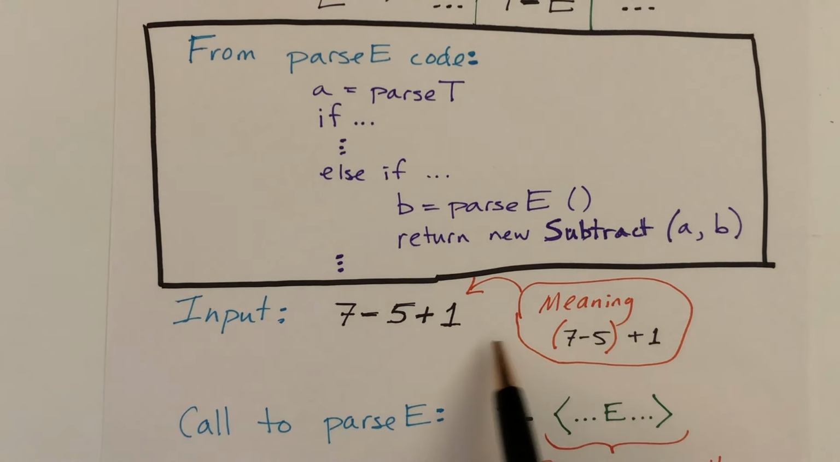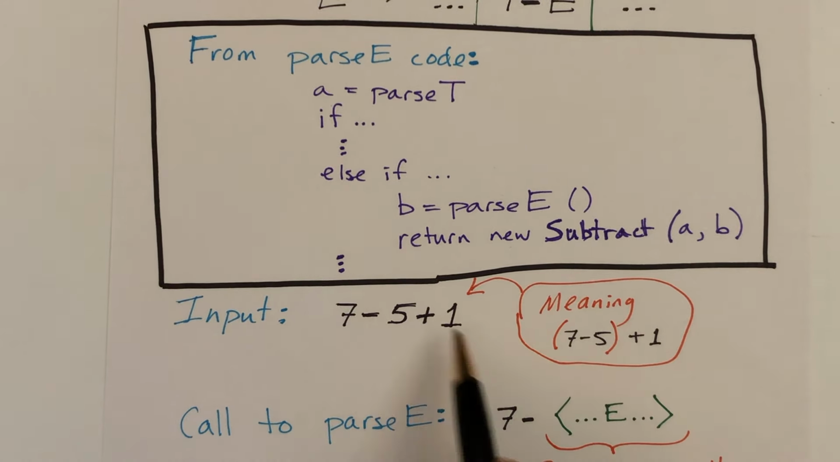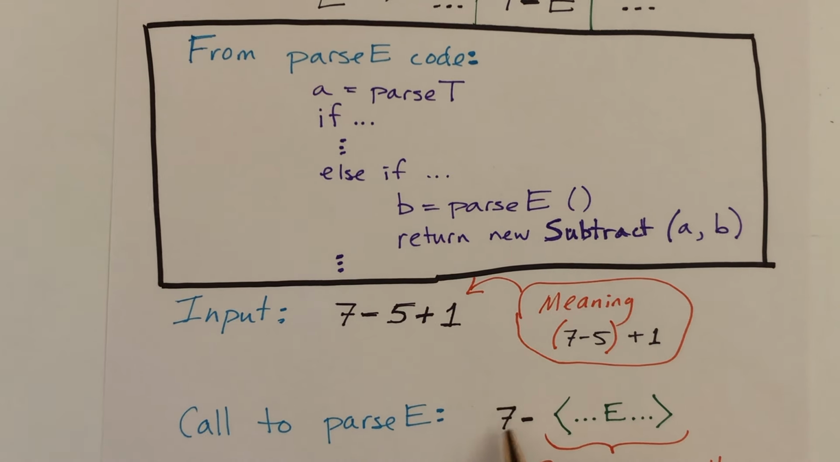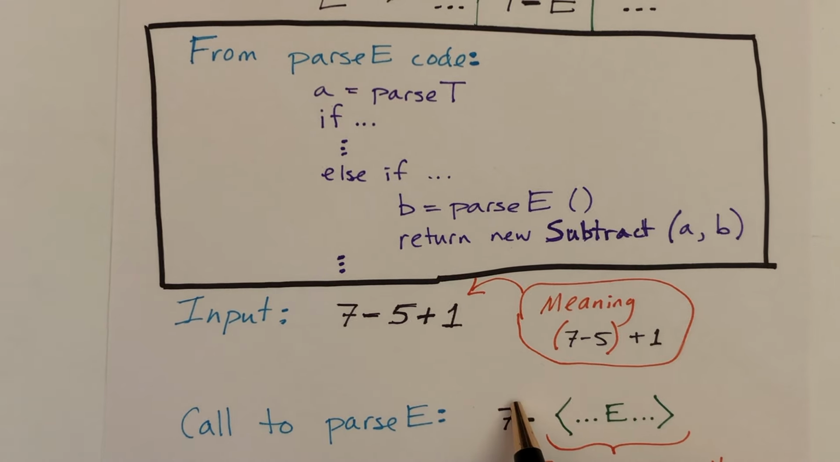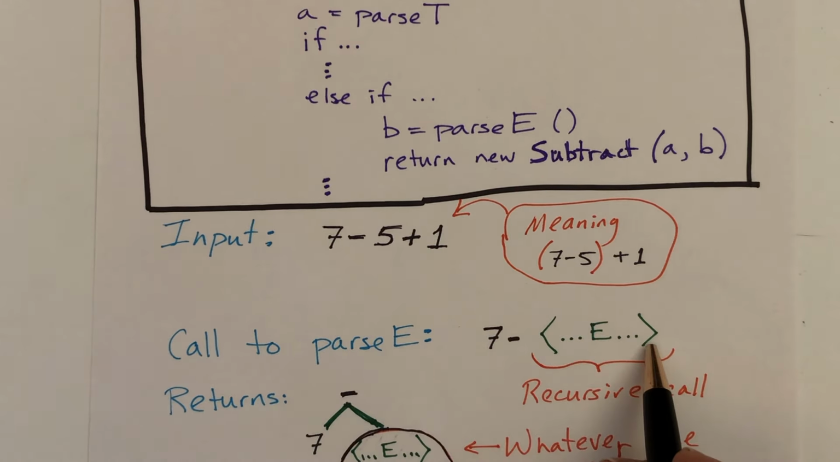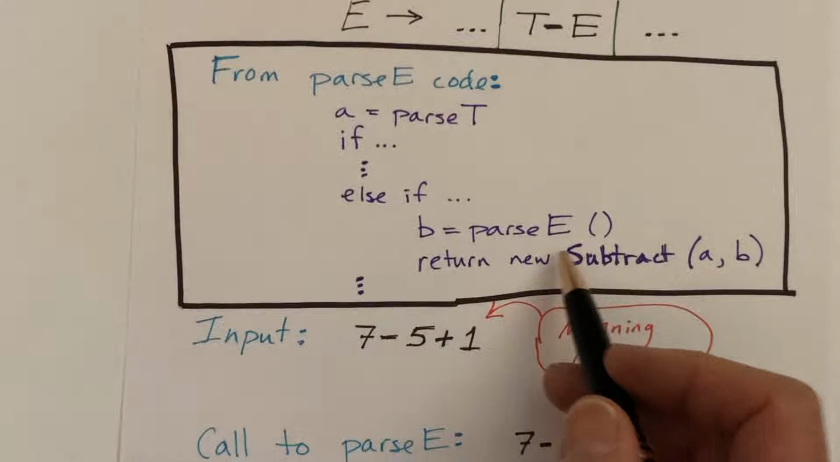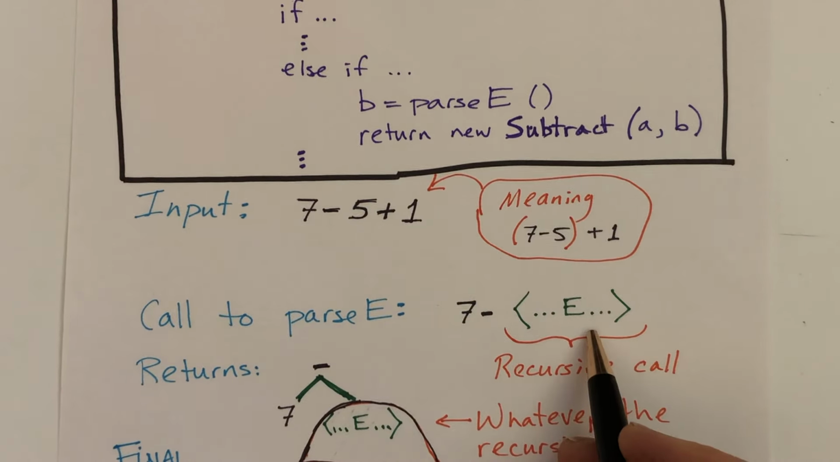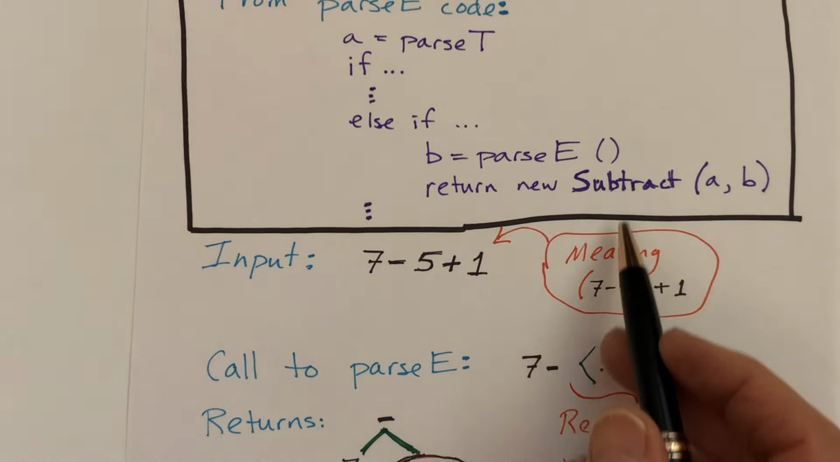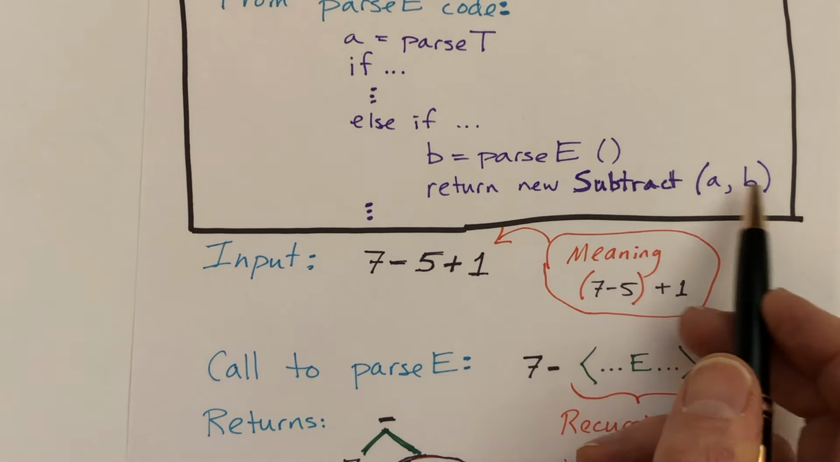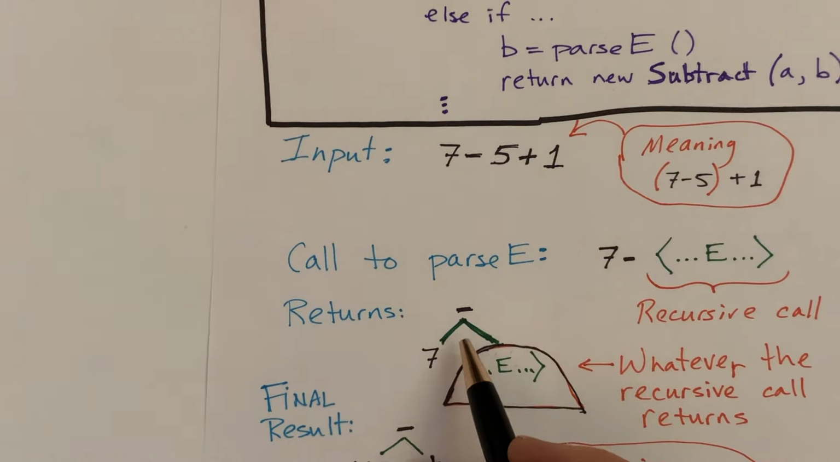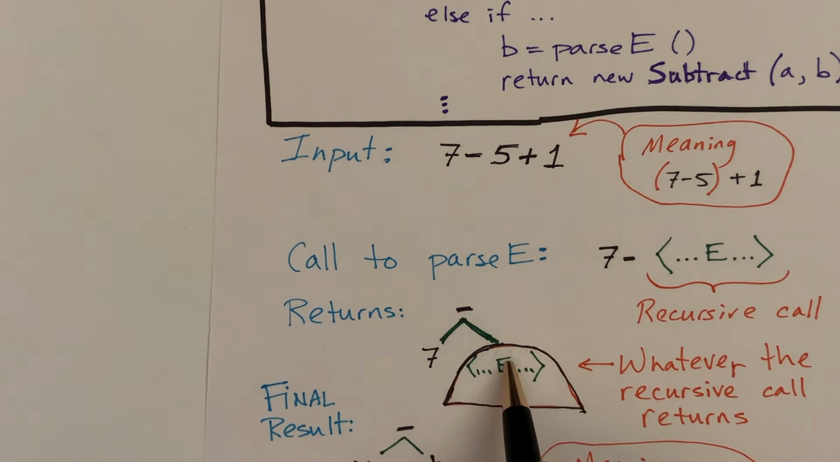So the way this thing will handle this expression is it first calls parse t to pick up the 7, okay, and then it calls itself recursively to pick up another expression. So this call right here picks up the 7, then we see the minus sign, then we call parse e to pick up everything else. And so then it's going to build a subtract node with the 7 and everything else that it picked up. So it's going to return a representation that looks like this tree here.